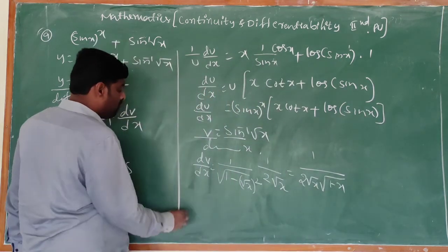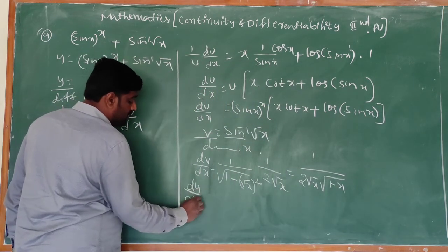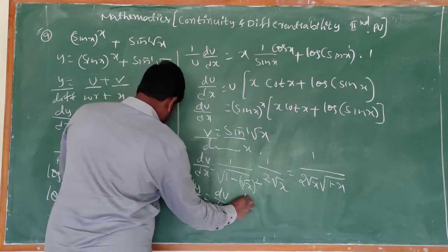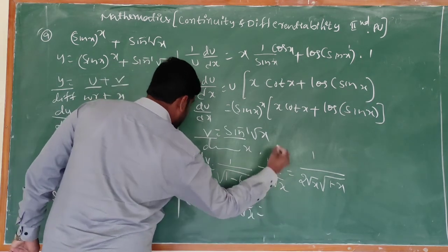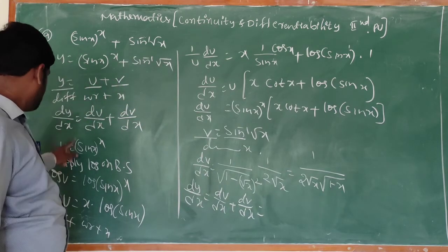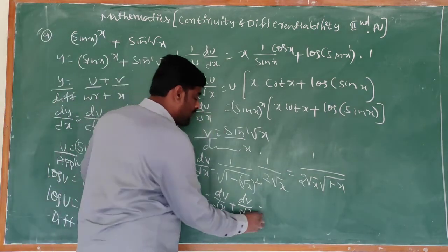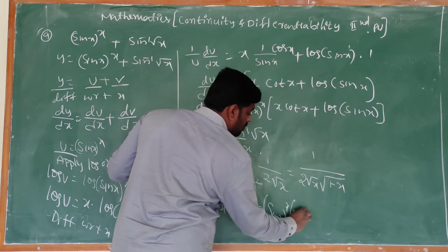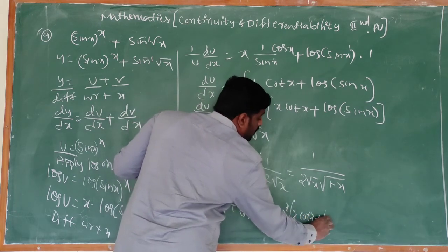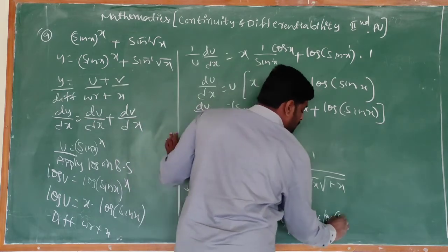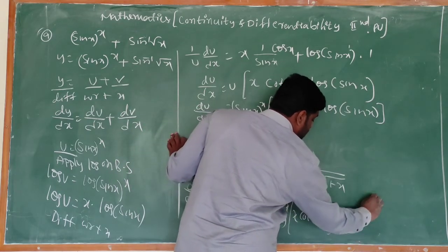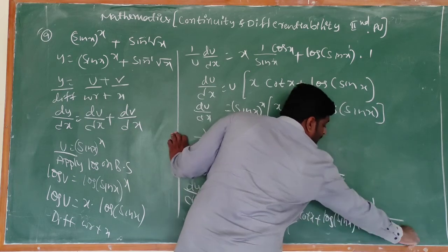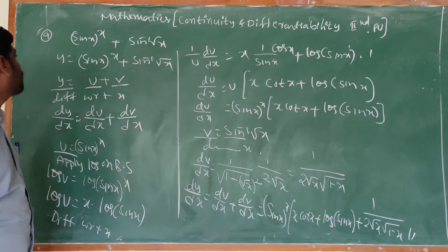Okay. So now dy by dx is equal to du by dx plus dv by dx. So du by dx is (sin x) whole to the power of x into x cot x plus log of sin x, plus 1 divided by 2 root x into square root of 1 minus x. This is your answer.